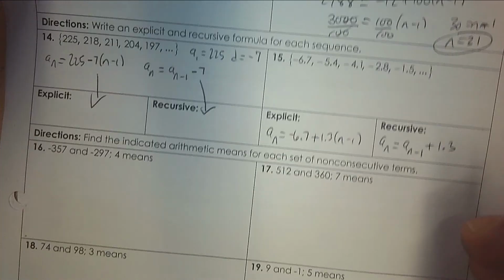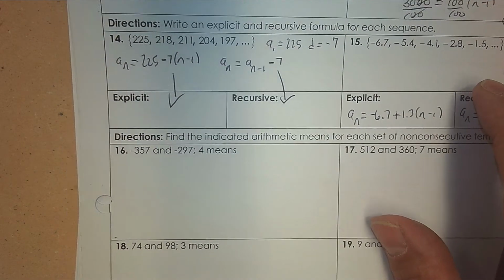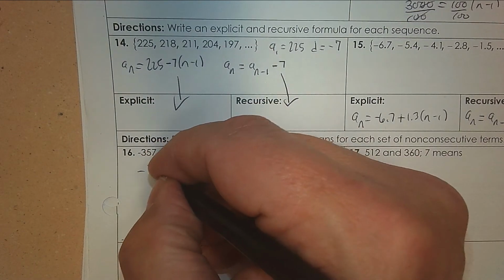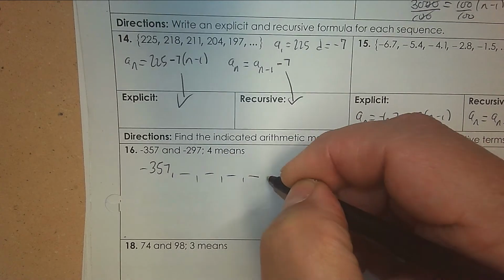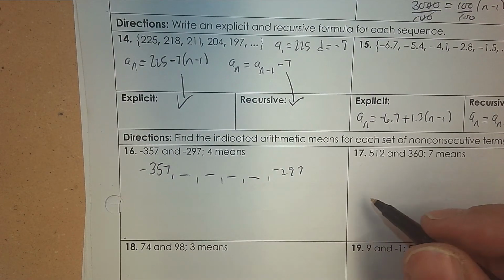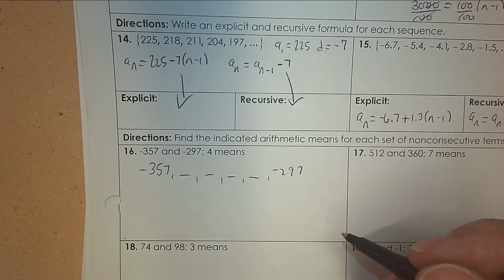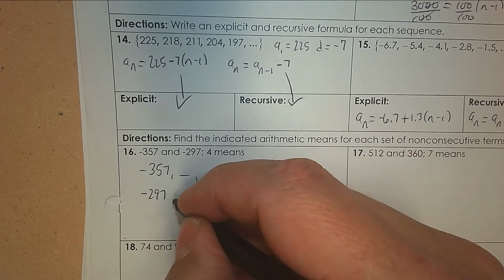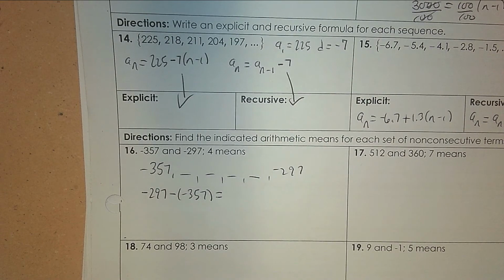Find the indicated arithmetic means for each set. So that means like find the 4 in the middle between them. So it's like negative 357, 1, 2, 3, 4, and then negative 297, and find those that are missing. Okay, so step 1, I'm going to find the difference between them. So I'm going to go negative 297, subtract negative 357. So first of all, I'm going to do that subtracting.